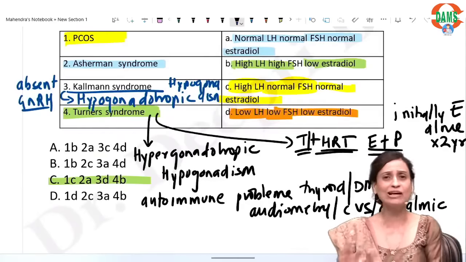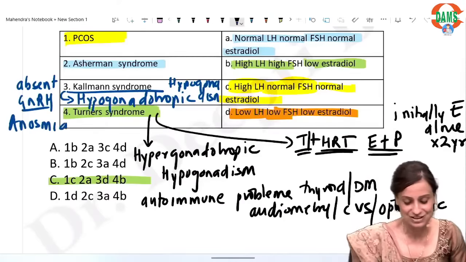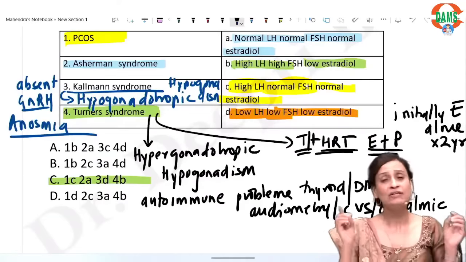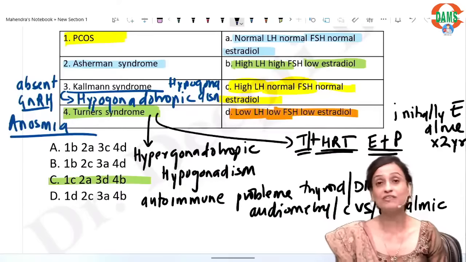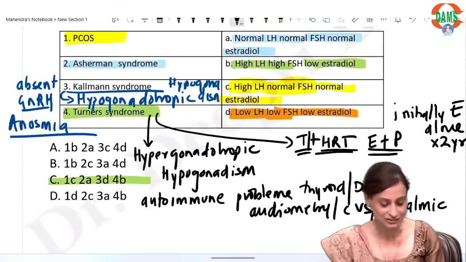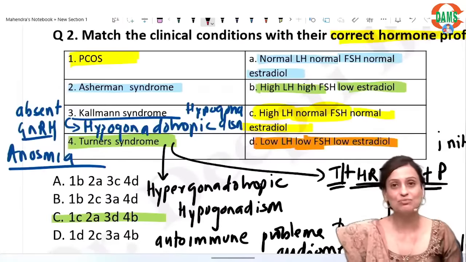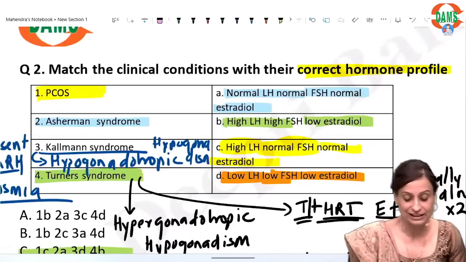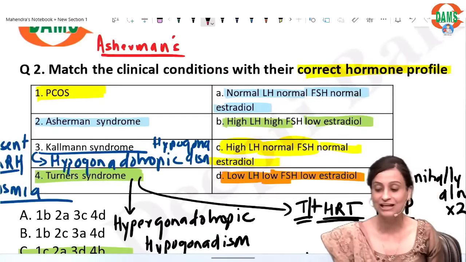And they are again very important PYQs. So I'm sure each one of you knows that this is going to be anosmia. So one characteristic feature which will always be the best answer is anosmia, right? This is because of involvement of the olfactory nerve, right? Okay, Asherman's. When we talk about Asherman syndrome, can you tell me, apart from the hormonal profile, the important thing is what could be the clinical presentation in Asherman's?